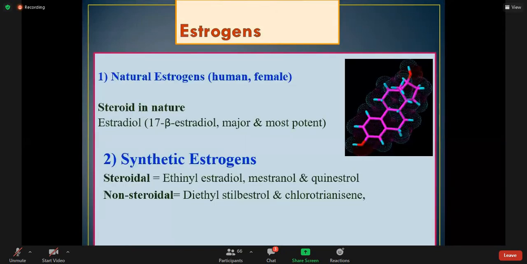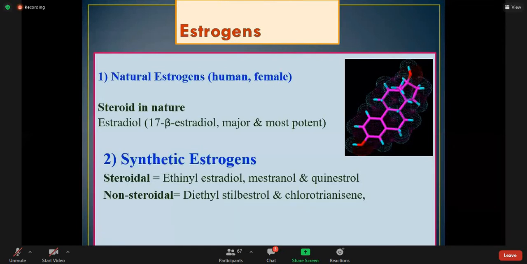Natural estrogen is estradiol, of which we have 17-beta estradiol. This is the major and the most potent estrogen. We have steroidal estrogens like ethinyl estradiol, mestranol, and quinestrol. We also have non-steroidal preparations, diethylstilbestrol and chlorotrianisene.